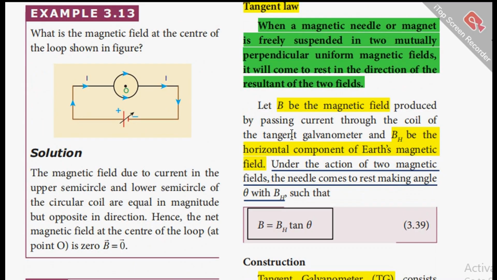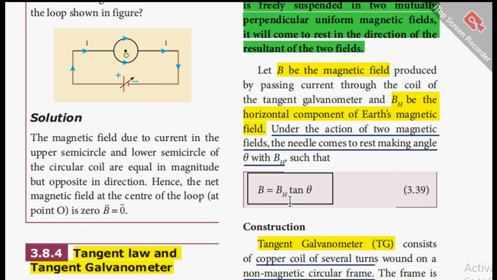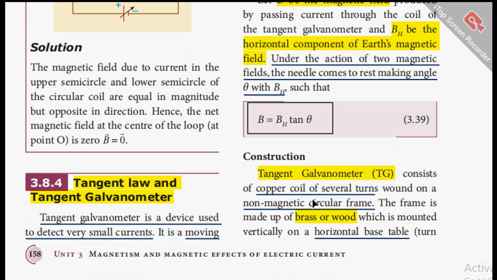Now let us consider the magnetic field B produced by passing current through the coil of the tangent galvanometer, and BH be the horizontal component of Earth's magnetic field. Under the action of these two magnetic fields, B and BH, the needle comes to rest making an angle theta with BH, such that B is equal to BH tan theta.